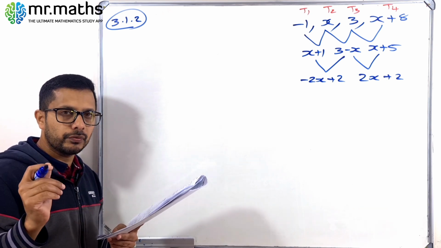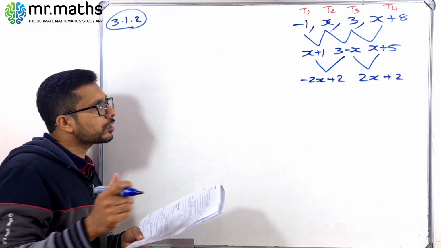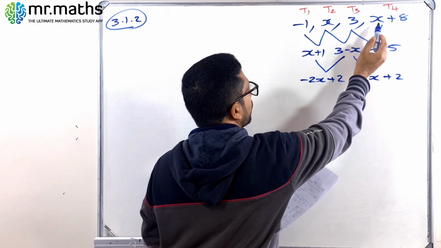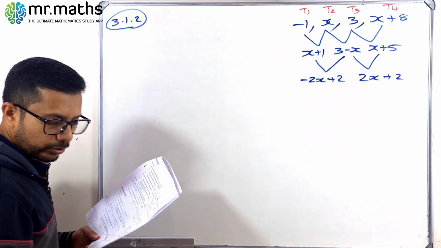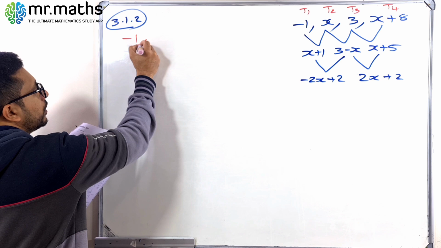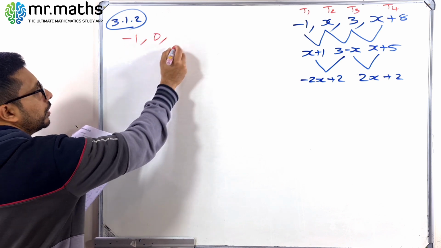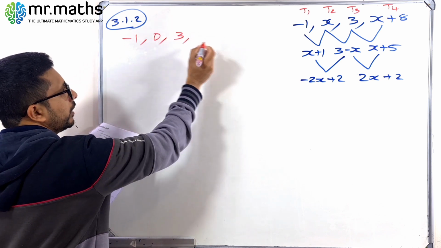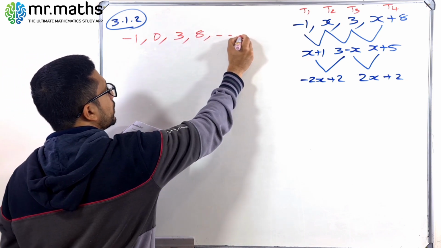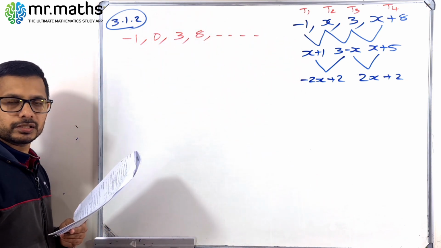In the previous question we got the value of x as 0. So we can substitute the value of x here as 0. Here 0, here 0. So our sequence is going to be minus 1, then x is 0, then 3, then 0 plus 8. 0 plus 8 is 8, etc. So this is our sequence.